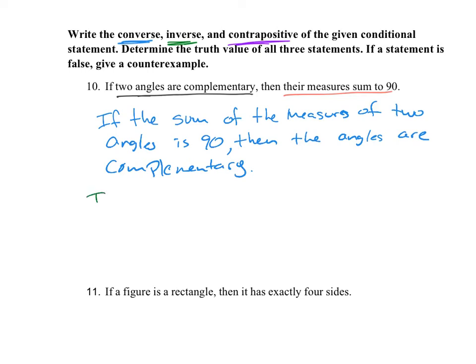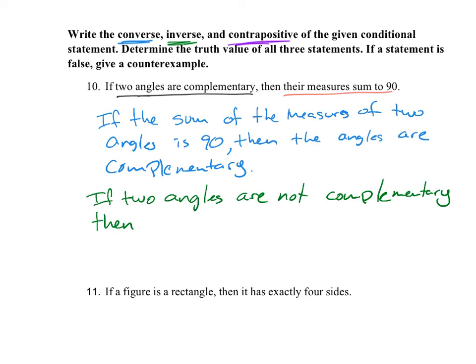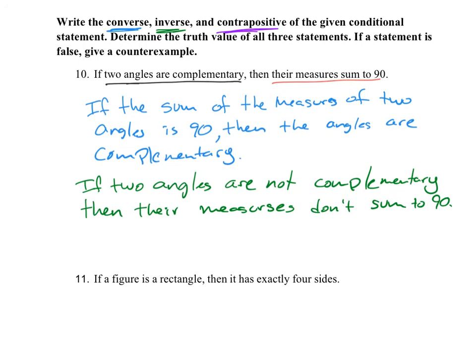Okay. Now the inverse, we're going to negate both of them. So if two angles are not complementary, then their measures don't sum to 90. Right? And my contrapositive, I'm actually switching and negating these two right here.